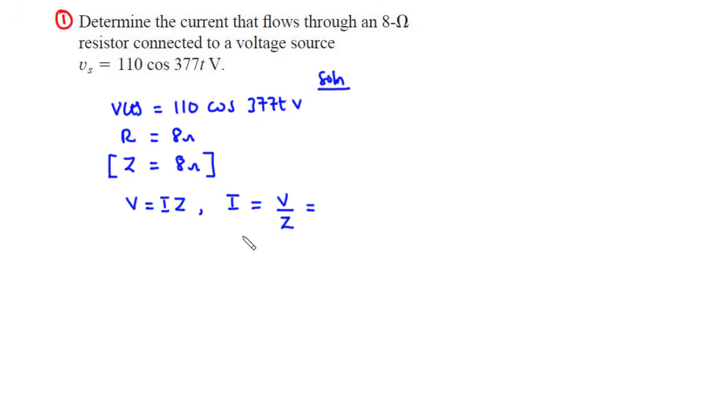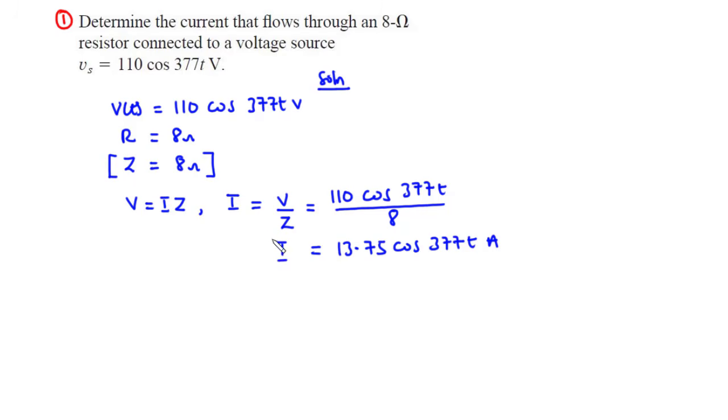Now let's input the values of V and then Z. So for V, we have 110 cos 377t divided by Z, which is 8. And that gives 110 divided by 8, which is 13.75. So we have 13.75 cos 377t. So this is the value of current that flows through the 8 ohm resistor.